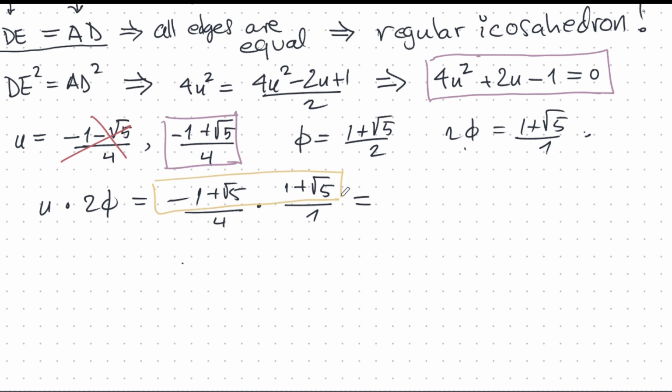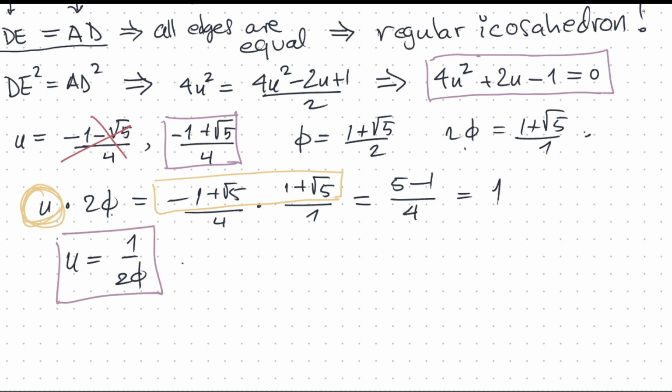When these two multiply together, well, this is a difference of squares. So I get 5 minus 1 over 4, and that's 1. So what does that mean? Well, it means this, that u is the inverse of 2 phi. So u is 1 over 2 phi. Amazing. Very beautiful. We did it.